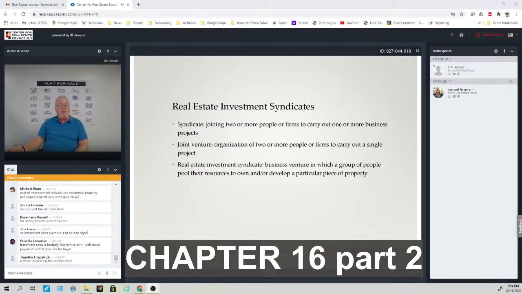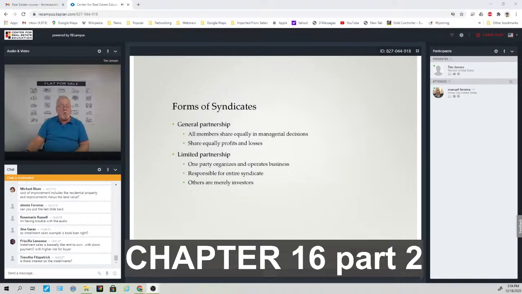Real estate syndicates are business ventures in which a group of people pool their resources to buy and develop particular pieces of property, and then resell to make profits. So understand, guys, syndications and ventures are usually temporary forms of organization that dissolve once the objective is completed.